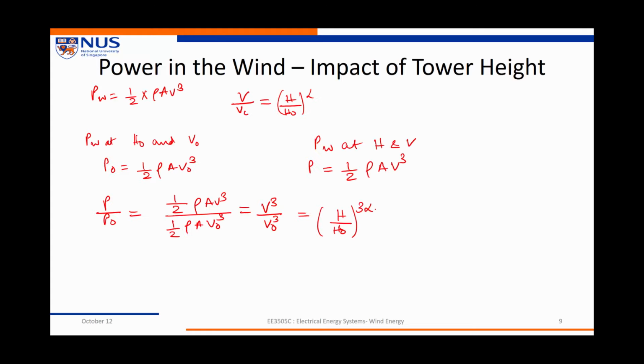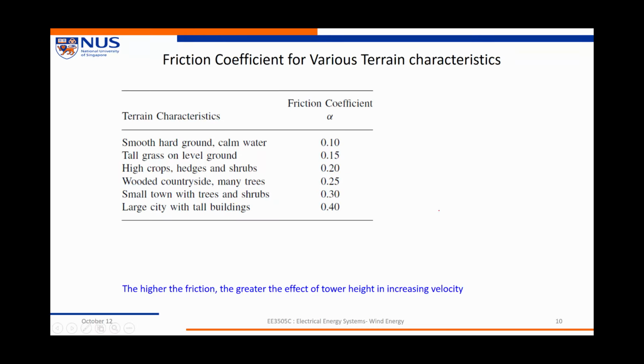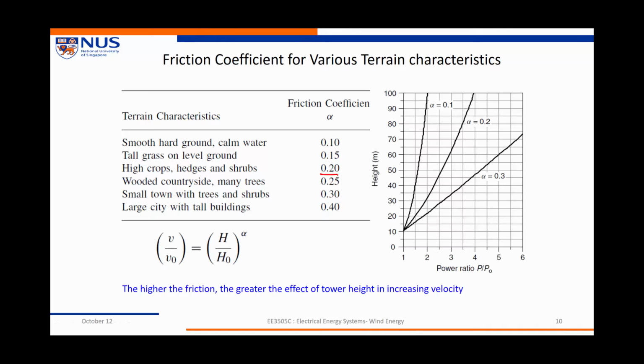The power in the wind at a different height, for the same friction coefficient here, I can say P by P0 is equal to (V by V0) cube, which is also equal to (H by H0) raised to 3 alpha. These are the standard friction coefficients alpha for different terrains: smooth hard ground, shrubs at 0.2, then we have a small town at 0.3, and a larger city would be 0.4.